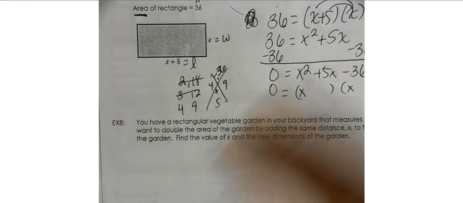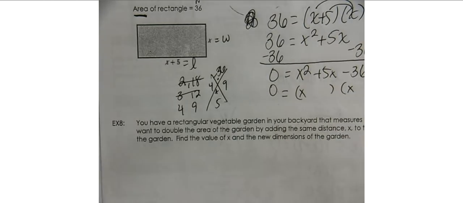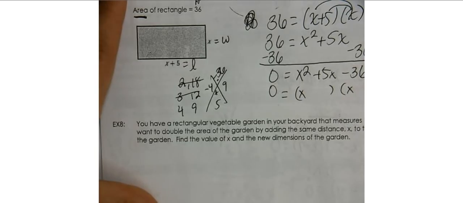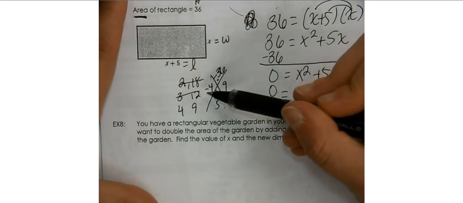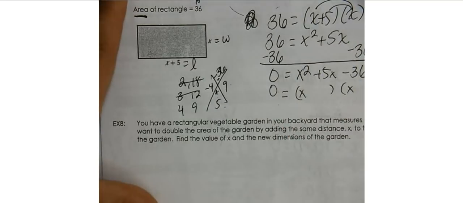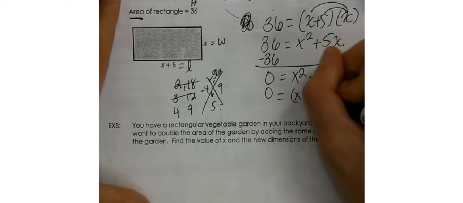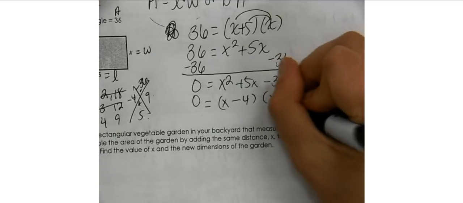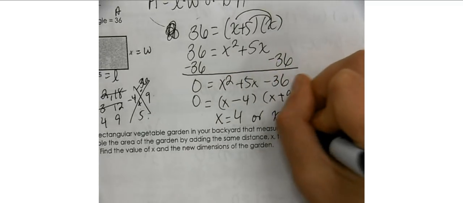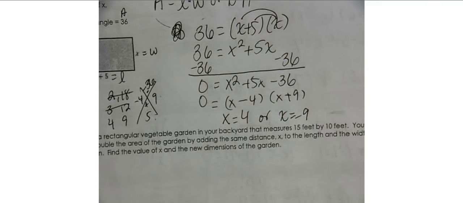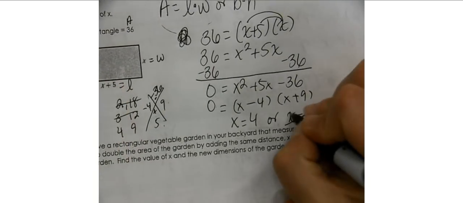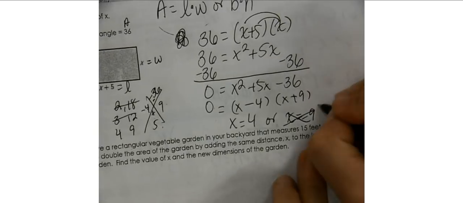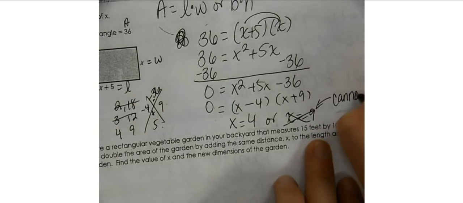And thinking about two numbers, we want a positive 5, so that tells me that I need 4 to be negative. Because negative 4 plus 9 is equal to positive 5, and negative 4 times 9 is equal to negative 36. So I'm going to write x minus 4 and x plus 9. So my solutions would be x equals 4 or x equals negative 9. But since we're talking about an actual area or a length, I don't think that x equals negative 9 is going to make very much sense. So you cannot have a negative length right here.